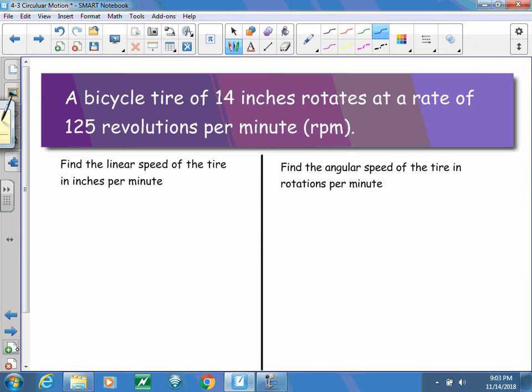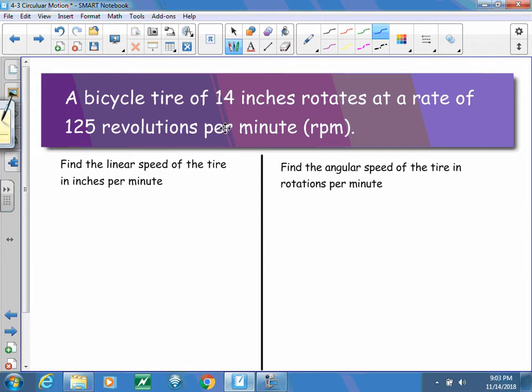We're going to take a look at an example and look at how we find the linear speed as well as the angular speed. A bicycle tire of 14 inches rotates at a rate of 125 revolutions per minute, which we note as RPM. One revolution is just one time around a circle. So in 1 minute, that tire is going to be spinning 125 times. And we've got the bicycle tire of 14 inches.